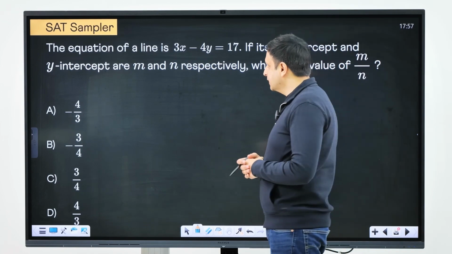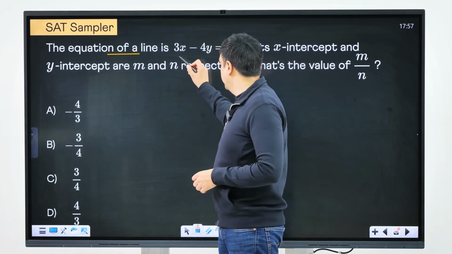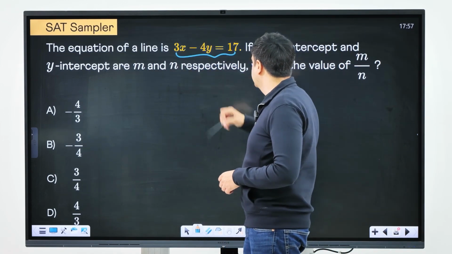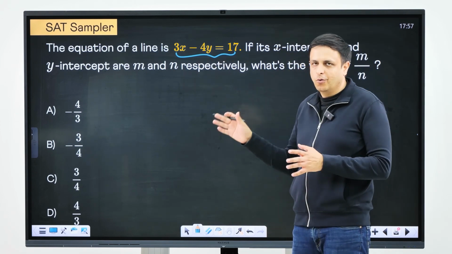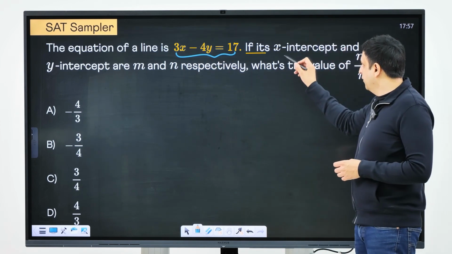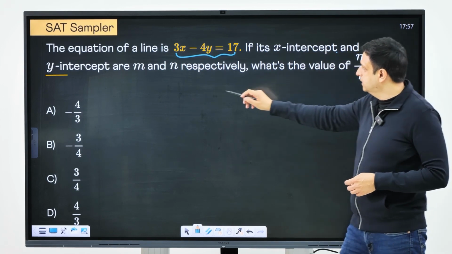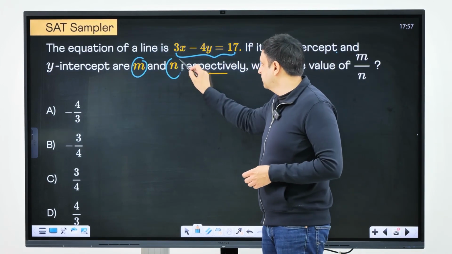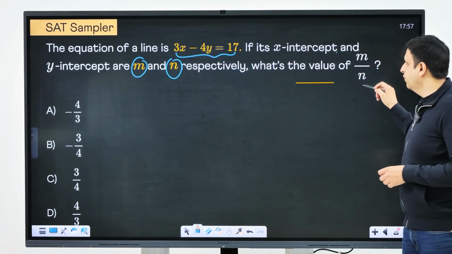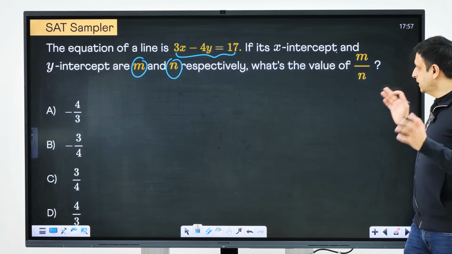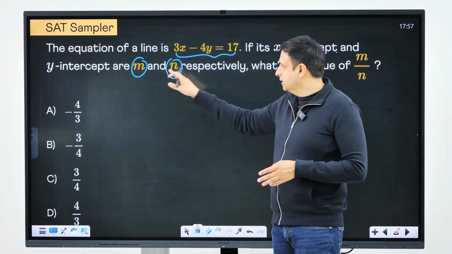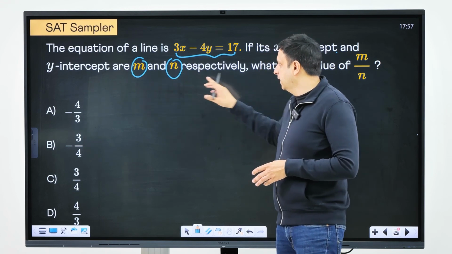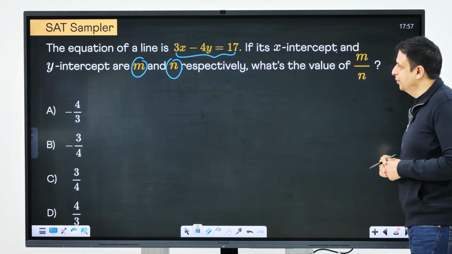Okay, here is our next problem now. The equation of a line is 3x minus 4y is equal to 17. As you can notice, this equation is now in the standard form. If its x-intercept and y-intercept are m and n respectively, what's the value of m over n? So let's just use this equation, which is in the standard form, and find the x and y intercepts, which are m and n, and then calculate the ratio.